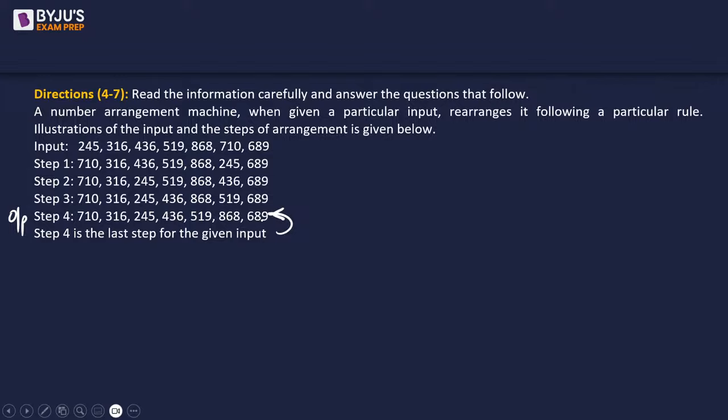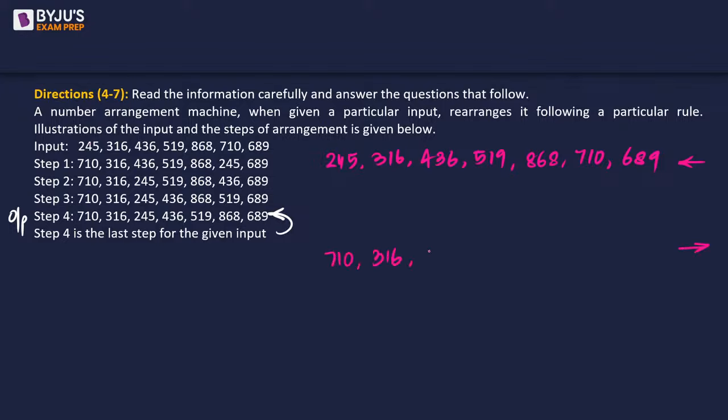So चल क्या रहा है इधर? So what is happening is this number 245, 316, 436, 519, 868, 710 and 689. This is our input, and the output being 710, 316, 245, 436, 519, 868 and 689.